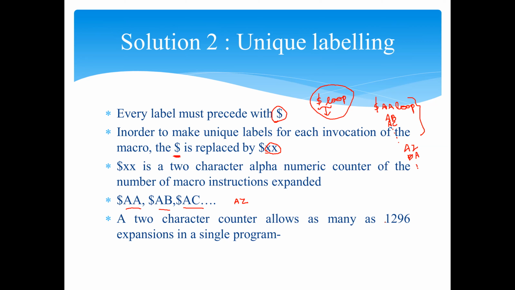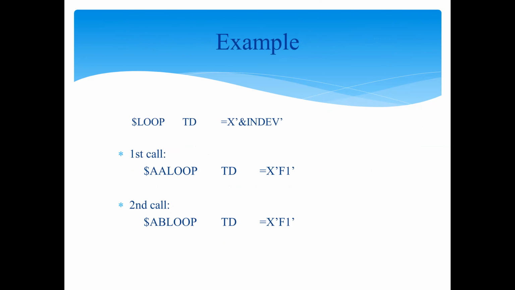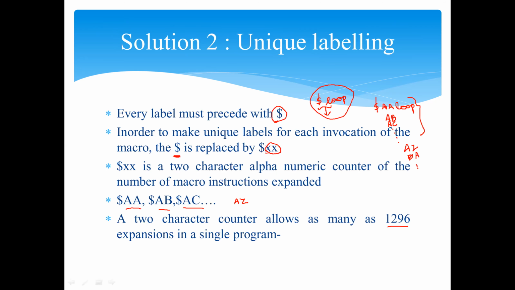So you have this many expansions possible with a 2-character alphanumeric counter. Now let us try to understand this in a better way. Here you can see, suppose you have a label loop. In the first call, this loop will be replaced with $AA loop. And in the second call, loop is replaced with $AB loop. Okay, so that is what is given.